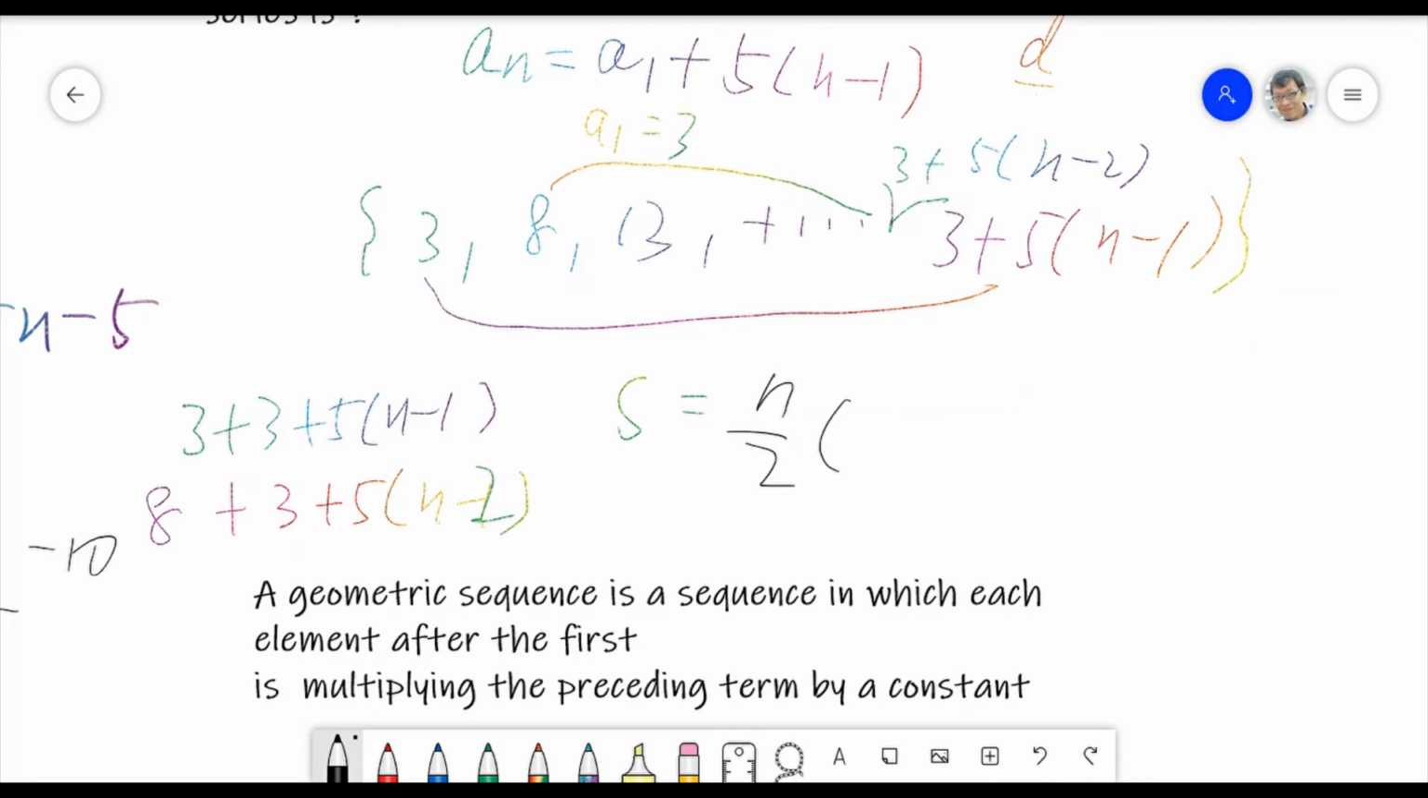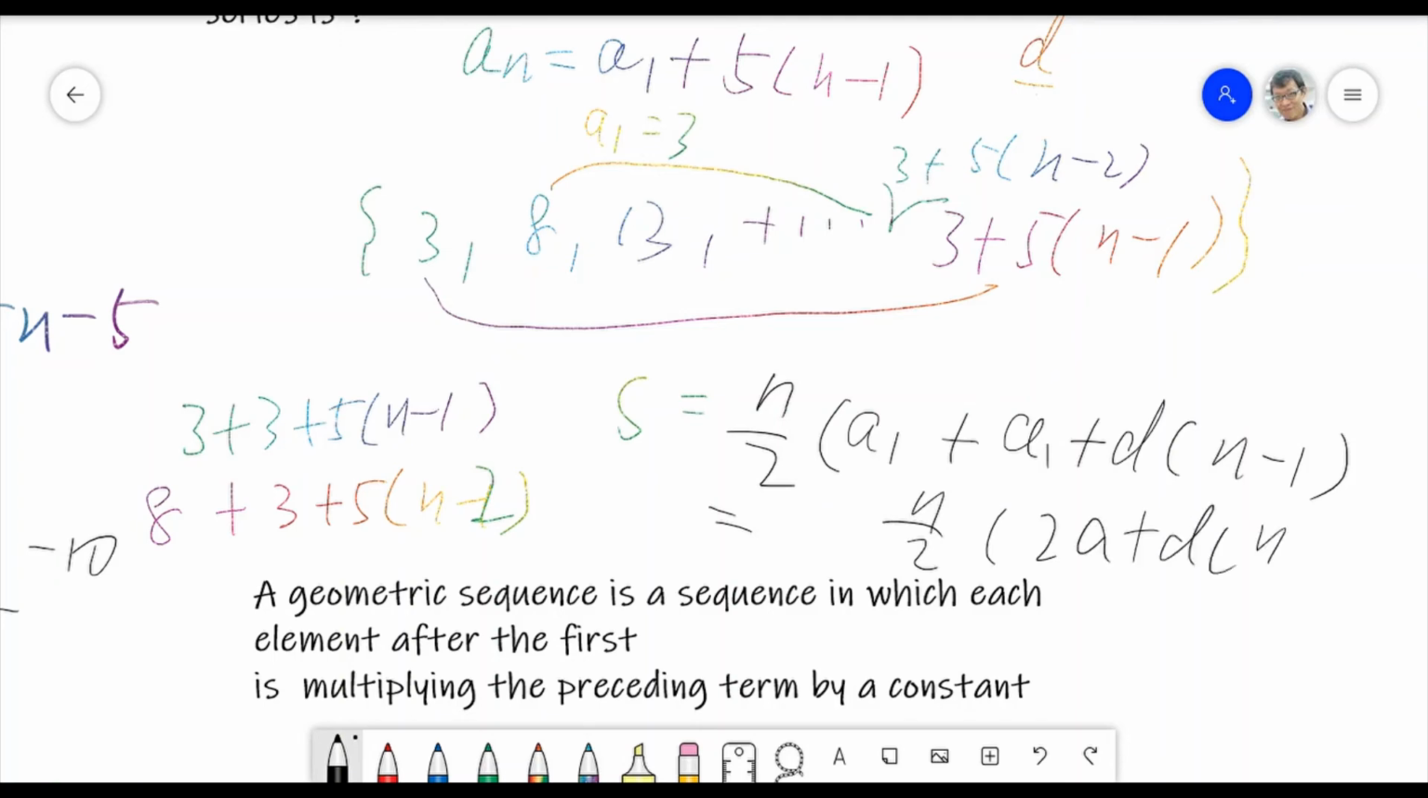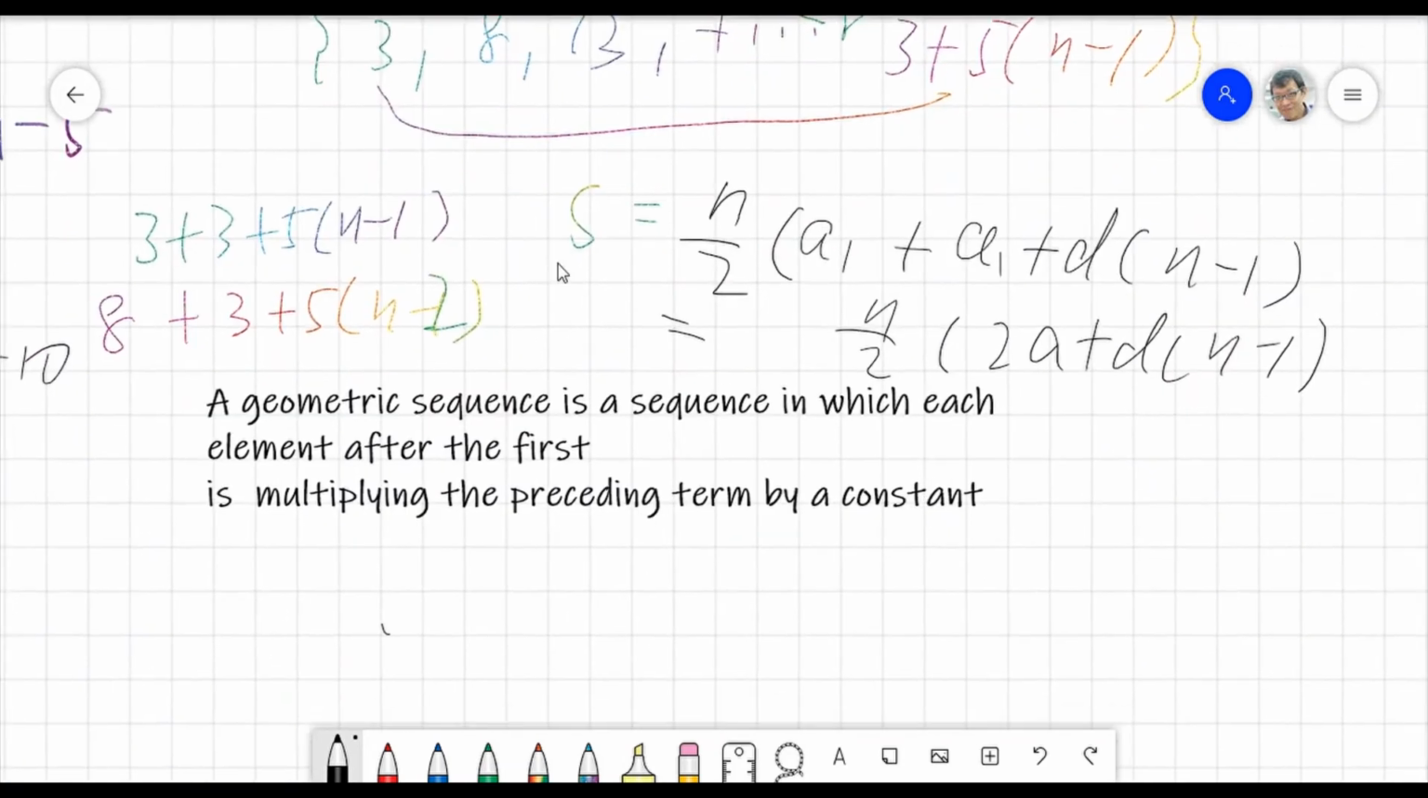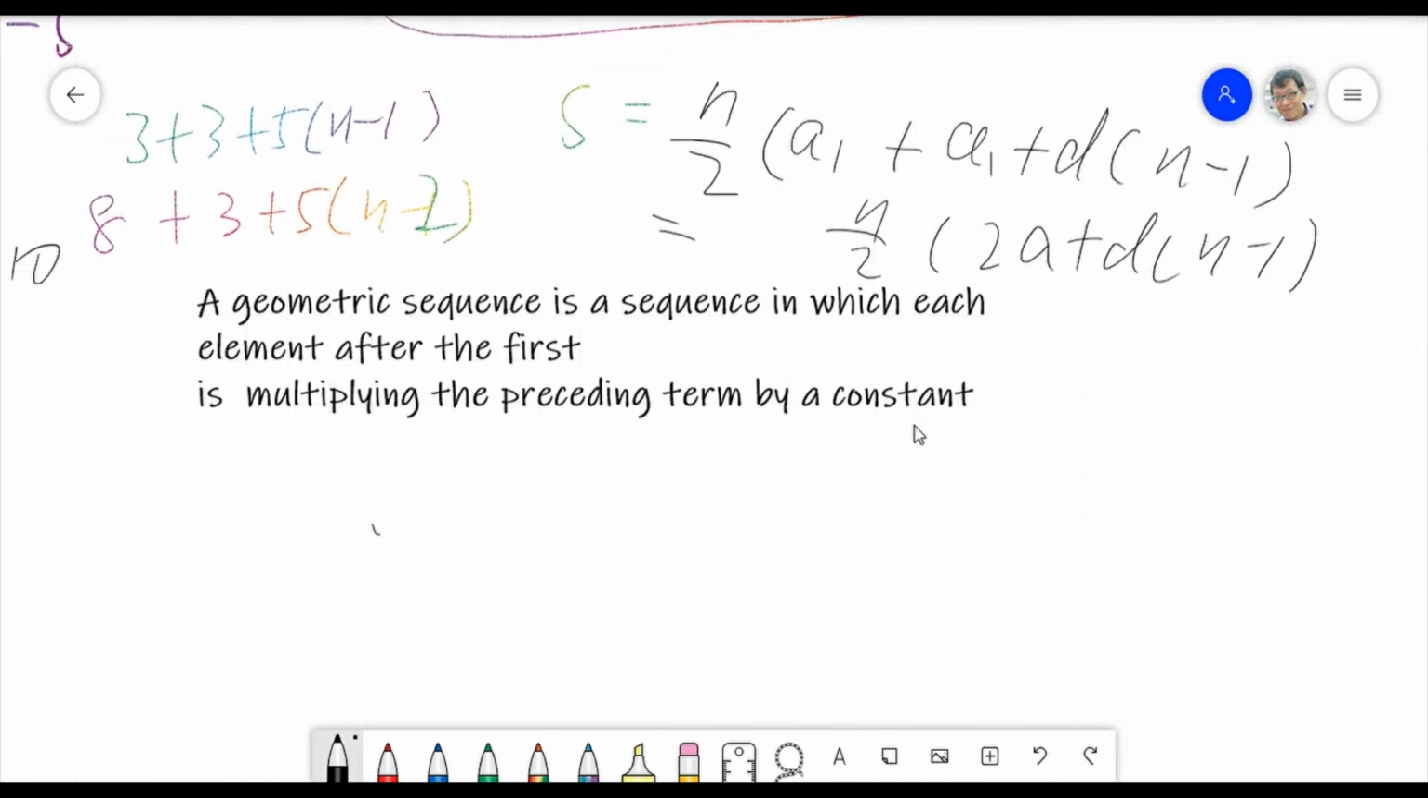So n divided by two, and then it will be the first plus the last, right? So first we make it a1, okay? The last we make a1 plus d times n minus 1. So it equals n over 2 times 2a1 plus d times n minus 1. Please remember this. This is the formula, not just anything, okay? Simple. So you can remember this. But anyway, if you can deduce this, definitely okay.